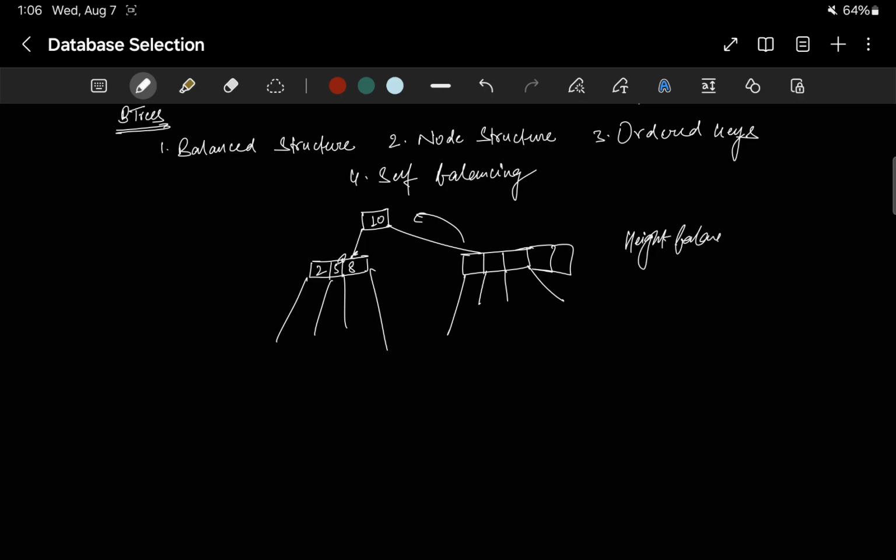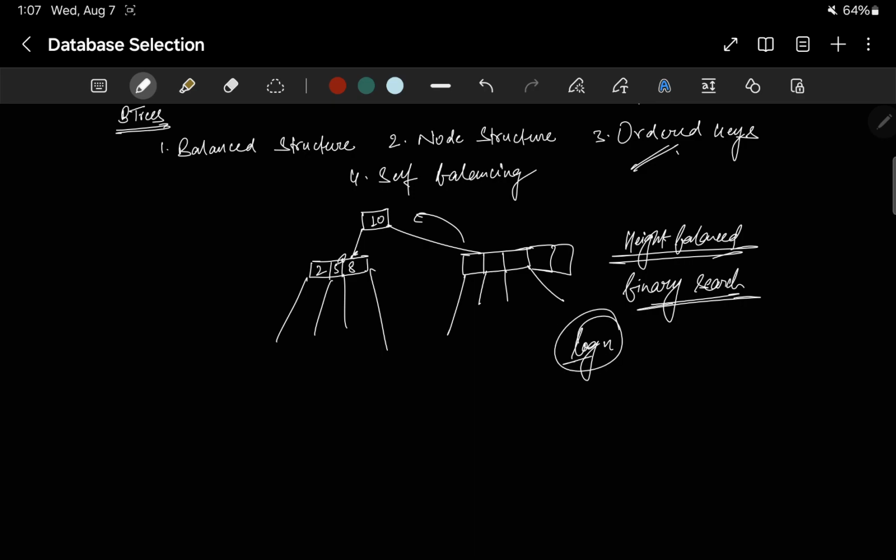Okay, it's height balanced, and since everything is in order, as I have written here, it's ordered keys, we can do a binary search. So no matter where the node is, it can be found in log n time. That's why it's good for read heavy operations.